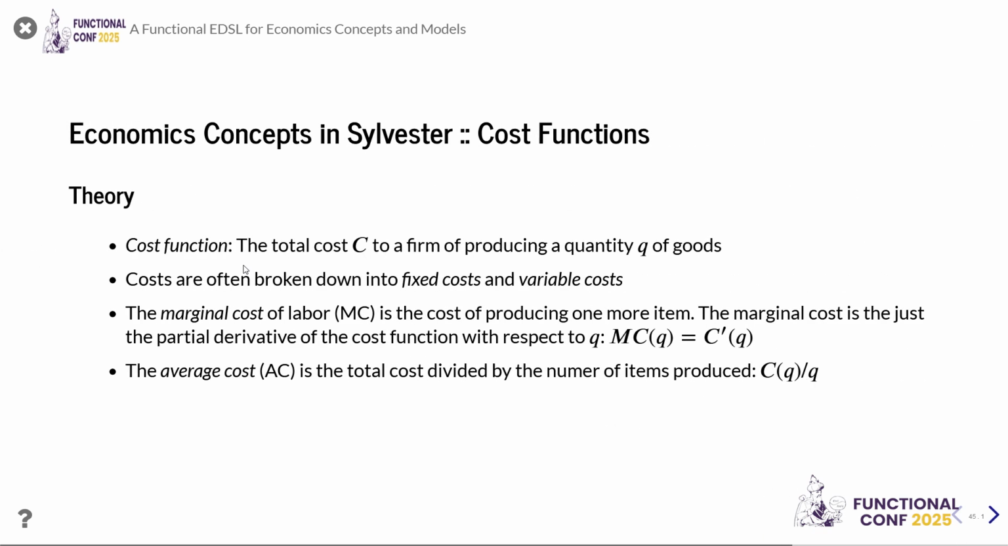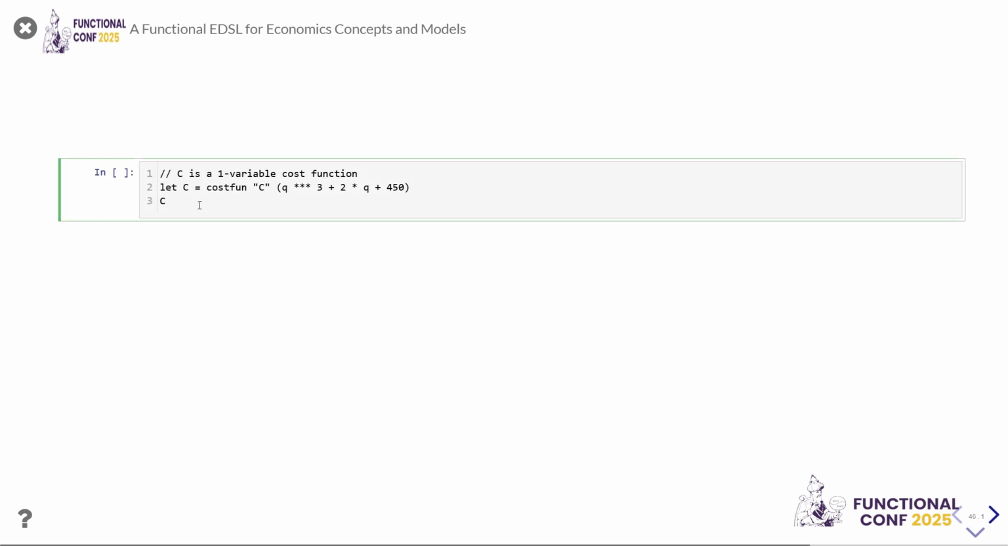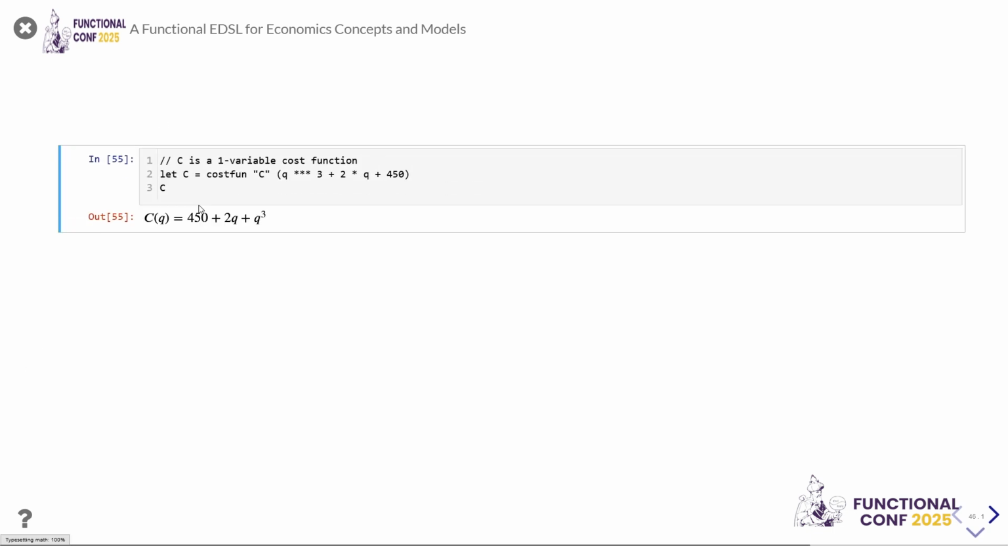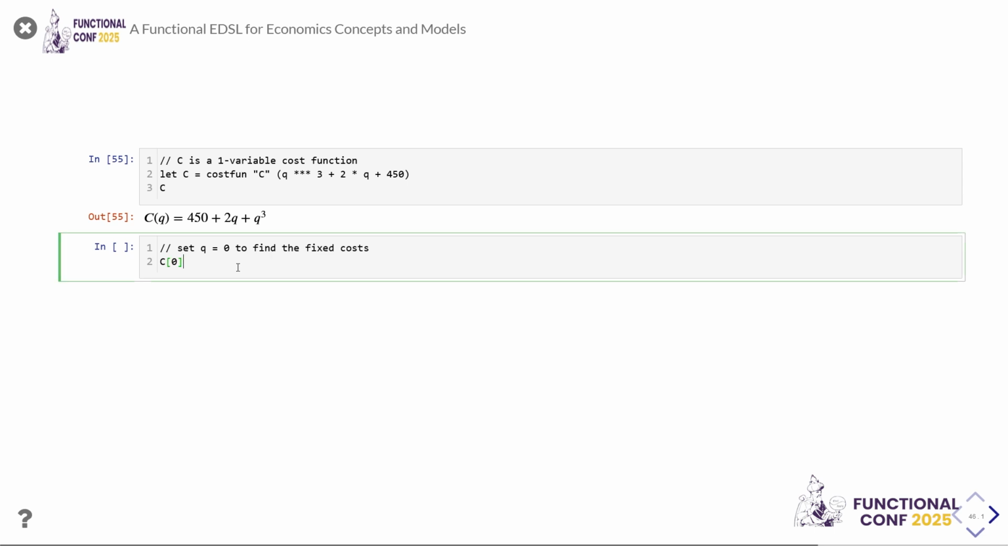Okay, so in addition to production functions, we have cost functions, right? Cost functions basically say if a firm is producing a quantity of goods, what is going to be the cost to the firm? You can break these costs into fixed costs and variable costs. And just like how we saw we have a marginal product, we can measure things like the marginal cost and the average cost. Okay, so let's just define a cost function here. Okay, and then we can evaluate.